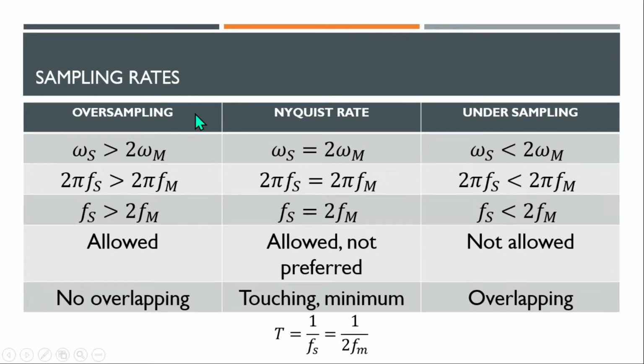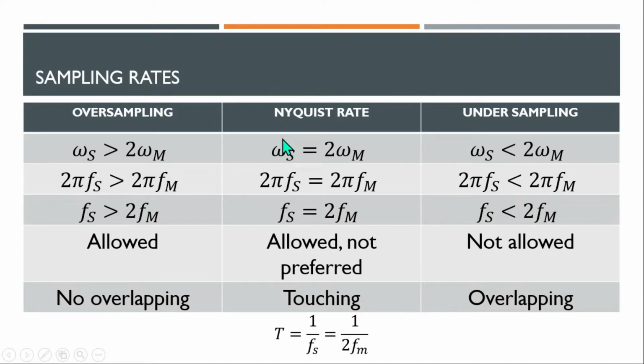Summarizing the different sampling rates. For oversampling, we have ω_s greater than 2ω_m. Expressing it in terms of frequency, we have 2πf_s greater than 2πf_m. f_s is greater than 2f_m. This is allowed because no overlapping occurs.